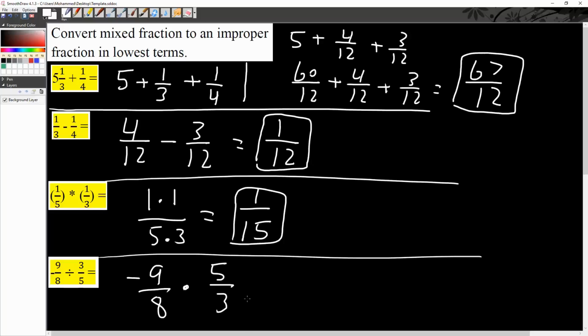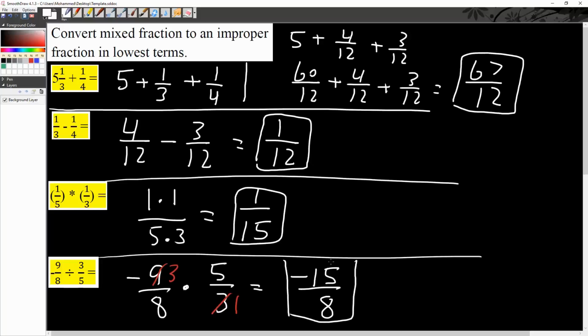And just to make our lives a little easier, we can simplify it a little bit. So we have -9 for this numerator and 3 for this denominator. Instead, we can say that this would be -3 and that this would be 1. And so just like what we did for multiplication, we multiply the numerators with each other. So we would get -3 times 5 is -15, divided by 8 times 1 is 8. And so this is this answer.